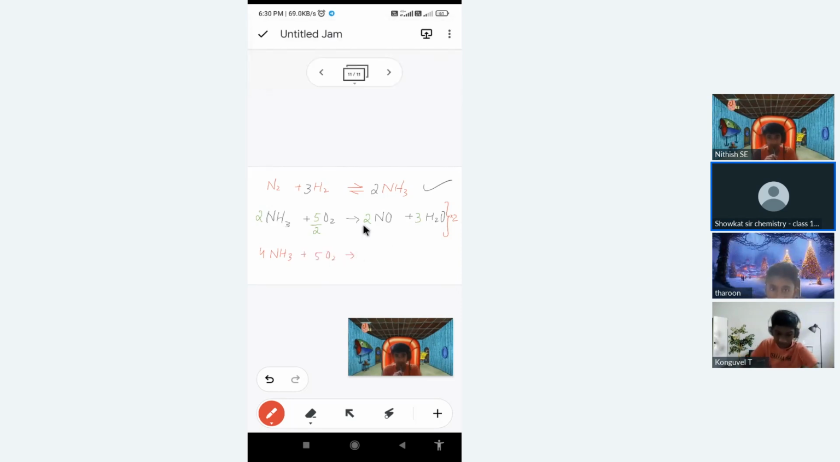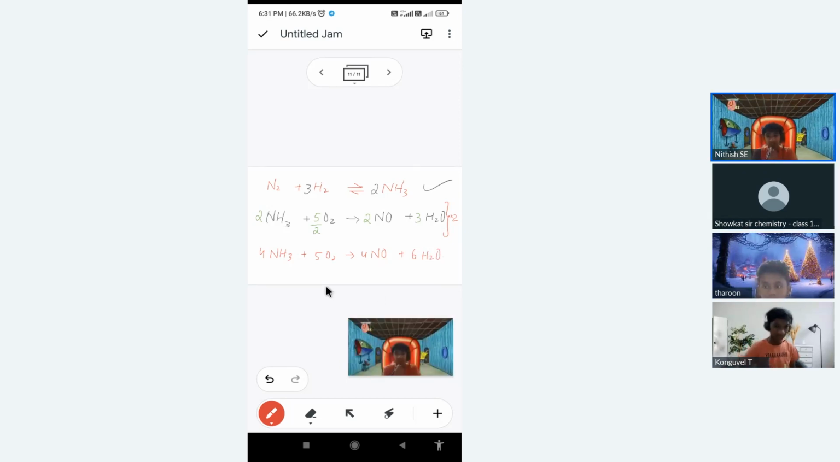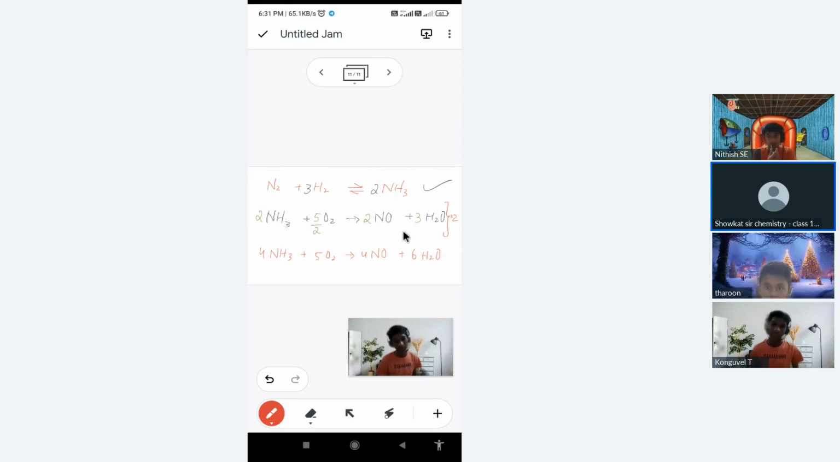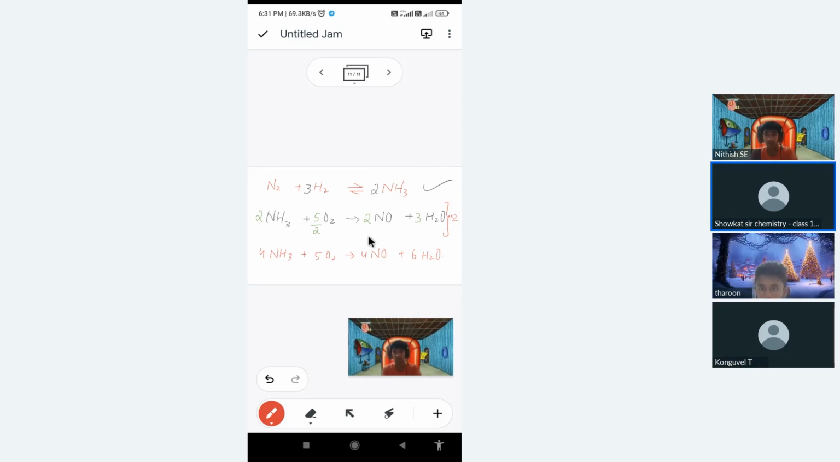And then 2 2s are 4. Sir, so 4NH3 plus 5O2 gives 4NO plus 6H2O. Exactly. Why don't you multiply the 5, sir? No, we have to remove this fraction. So that's why I will multiply it by 2, not by 5. The entire thing. Sir, before you multiply itself, the 2 will be cancelled, right, sir? Exactly. 2 and 2 will get cancelled.